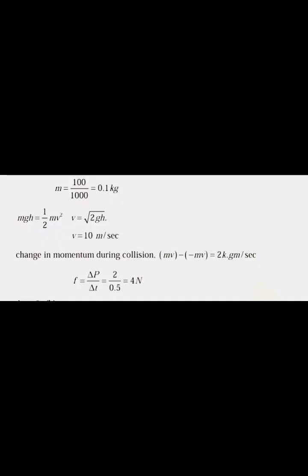So here force is equal to delta P by delta T, that is equal to 2 divided by 0.5. This is equal to 4 Newton. So here we get the force as 4 Newton.